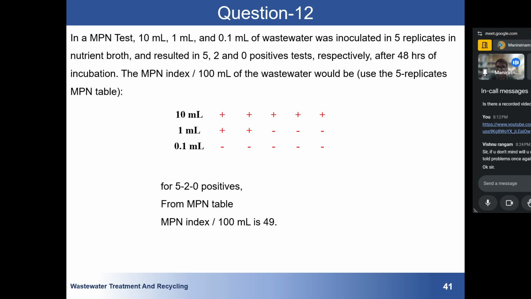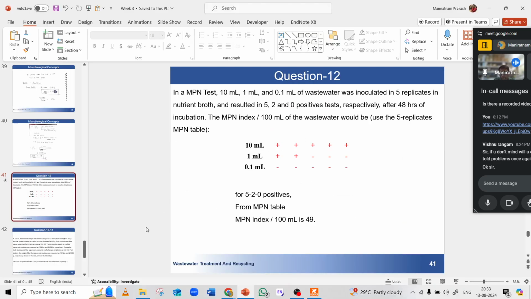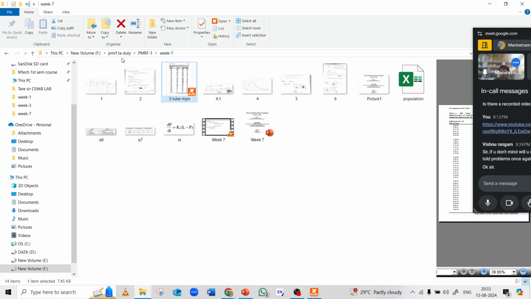So question number 12 for this session is that in an MPN test, 10 ml, 1 ml and 0.1 ml of wastewater was inoculated in 5 replicates in nutrient broth, resulting in 5 2 0 positive, means out of 5 for 10 ml 5 were positive, in 1 ml 2 were positive and in 0.1 ml 0 were positive after 48 hours of incubation. The MPN index per 100 ml of wastewater would be, and so they are asking you to use tables. On the internet you can find these tables.